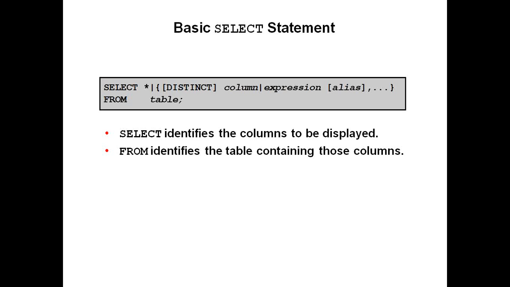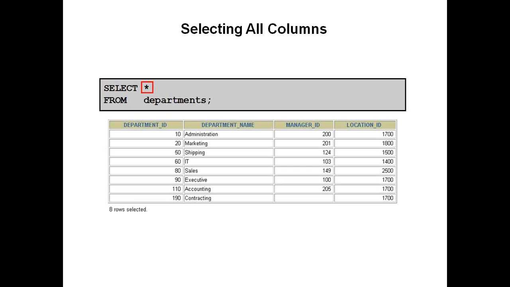Any simple select statement basically contains two clauses. The first one is select, which is how Oracle identifies that the user wants to retrieve data. And from means Oracle is going to understand from which table, view, or synonym you want the data to be retrieved.